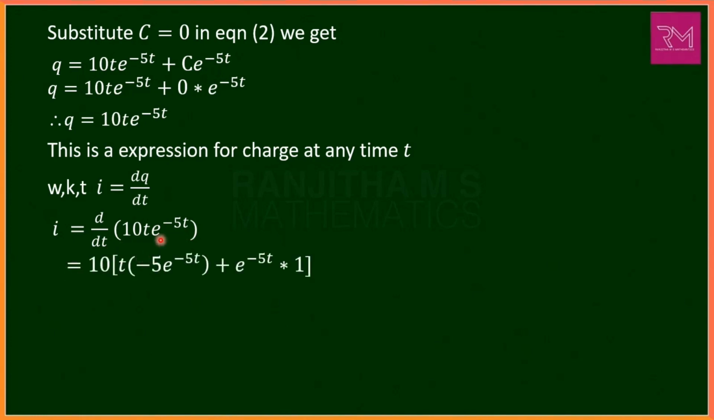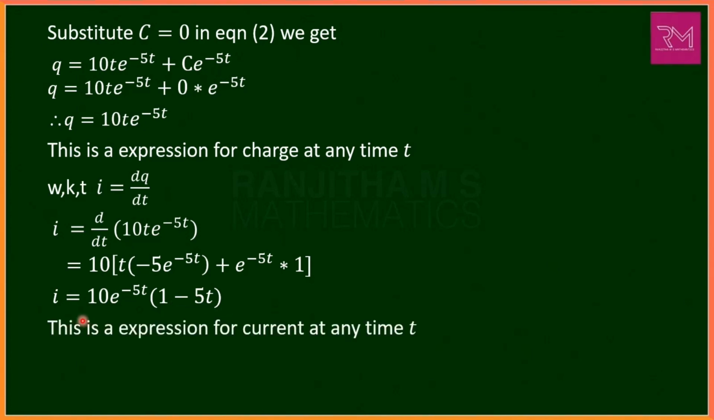We get 10 into, here t is a function and exponential power minus 5t is also a function, so we have to apply the product rule. That is, first function t into differentiation of exponential power minus 5t, which is minus 5 into exponential power minus 5t, plus second function exponential power minus 5t into differentiation of t, which is 1. Next step, we can take exponential power minus 5t as common. We get I is equal to 10 into exponential power minus 5t, and the remaining terms are 1 and minus 5t. Therefore, we get 1 minus 5t.